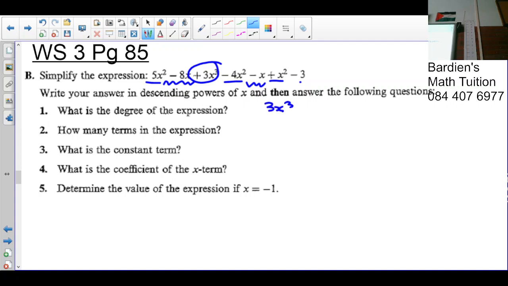3x cubed. What comes after that is the x squared. So what is 5x squared minus 4x squared? 1x squared. 1x squared plus 1x squared? 2x squared. Okay. So what is negative 8x minus 1x? Negative 9x. Not so? If there's no number, there's a 1 there. Minus 3. You all agree with that?